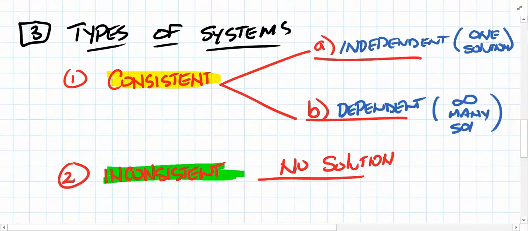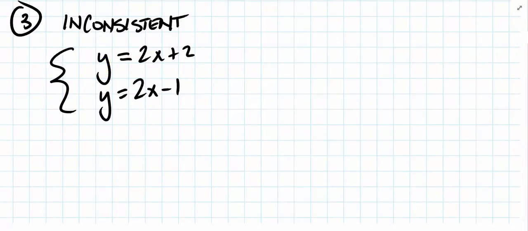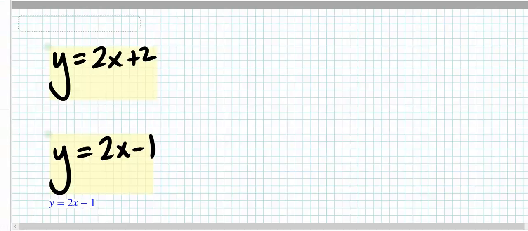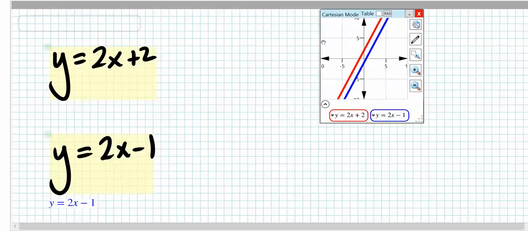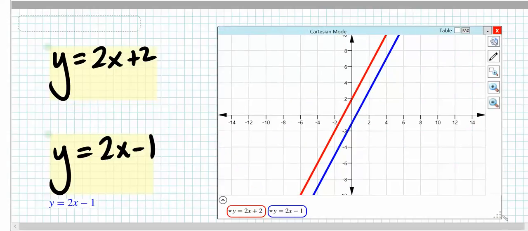Isn't that awesome? Okay, our last and final example is an example of a system that is known as inconsistent. So we're wondering what this graph is going to look like. We wrote them down over here in Fluid Maths as a quick little graph. Let's sketch them out. What are we noticing about these two particular graphs, you guys? They are parallel.